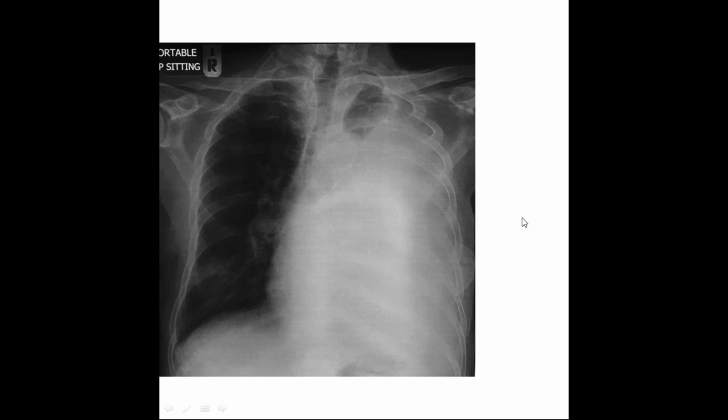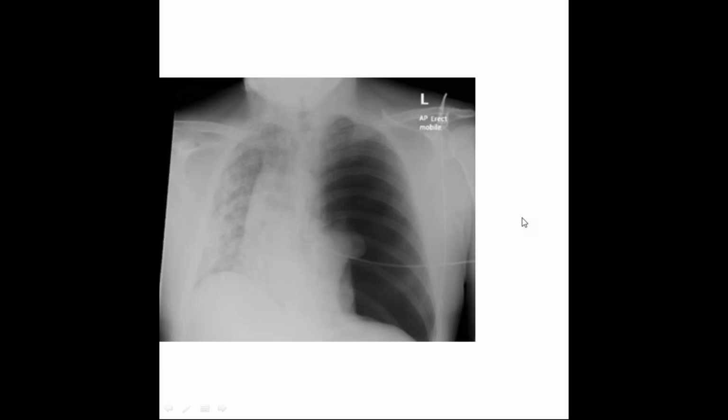Okay, shall we move on to the next X-ray now? In this X-ray, describe. It is an AP view. Anyone? Right side fibrosis, trachea midline? Not really. This is the trachea.